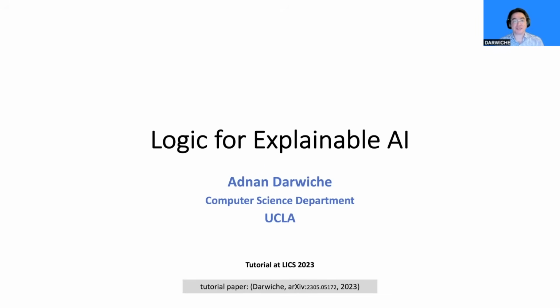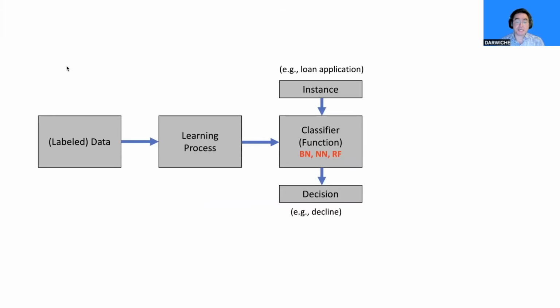First, I wish to thank the program committee of the LEX conference for inviting me to give this tutorial, which is dedicated to the subject of explainable AI, and in particular to a theory of explainable AI that's based on symbolic logic, and that actually did contribute some elements to symbolic logic, as we will see later. So this theory is concerned with the following picture.